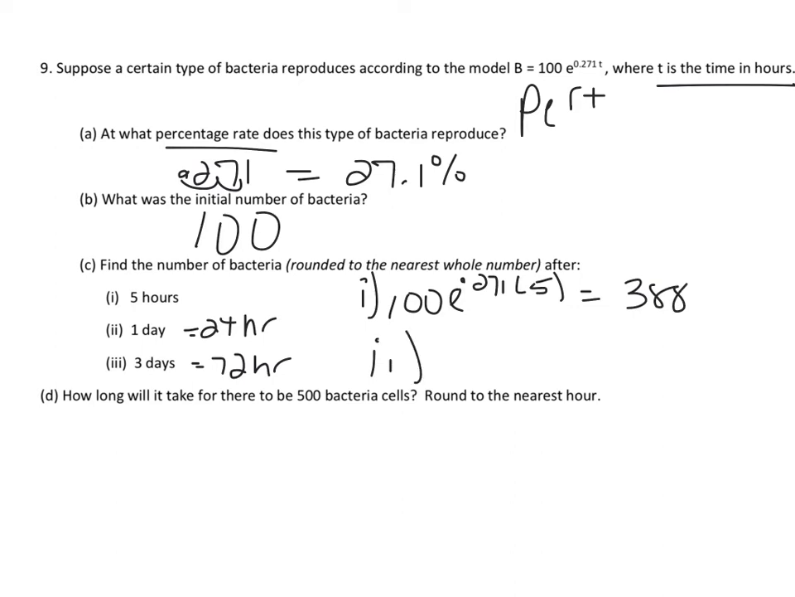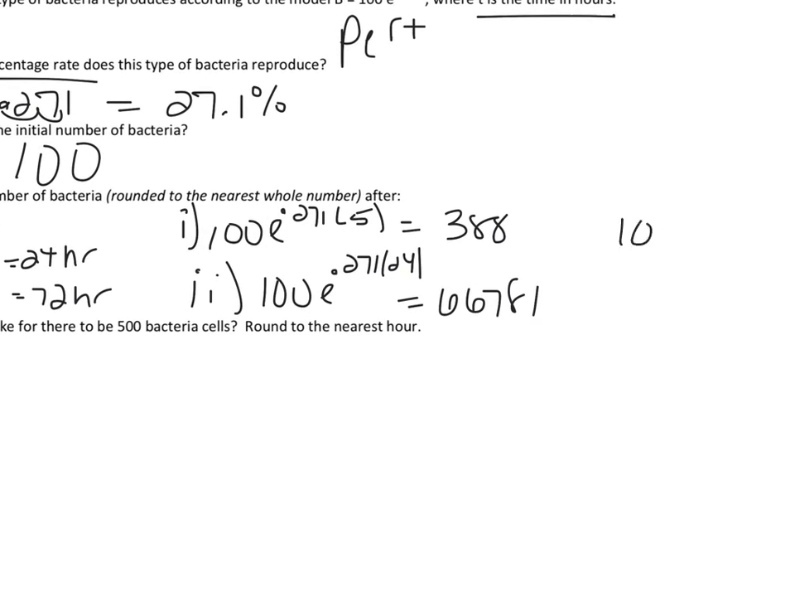For 2, I'm going to do the same thing. I'm going to do 100e to the 0.271. I'm going to put in 24. And I'm going to get 66781. The last one is plugging in 72, so 100e to the 0.271 times 72. When you get your calculator with this one, it gives you a really weird number. It gives you E10 at the end, and it's like 2.978. So round that to 3, and it's just scientific notation, so times 10 to the 10th.